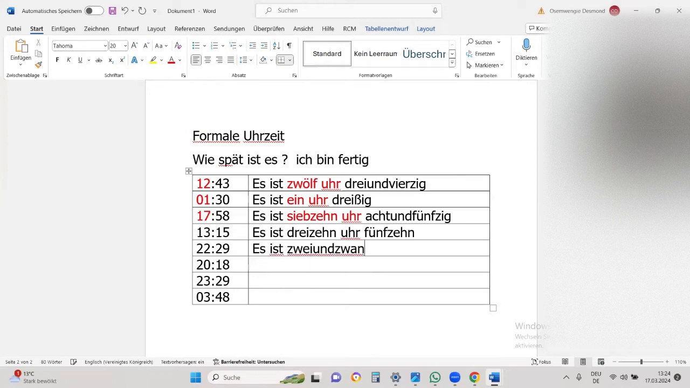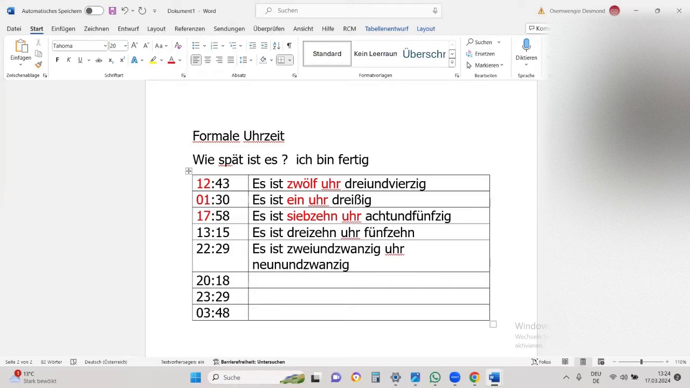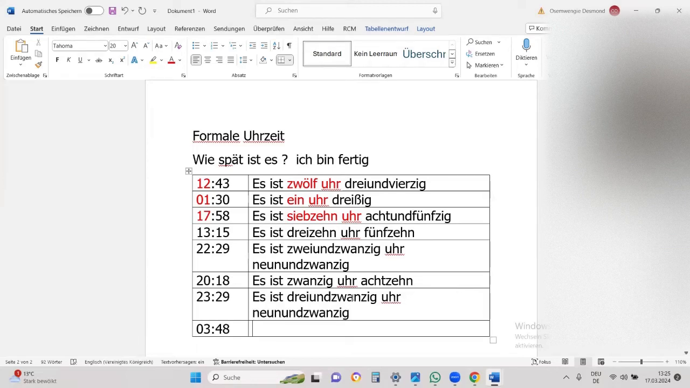22:29 Uhr. Gut. Dann es ist 20:18 Uhr. Dann es ist 23:29 Uhr. Es ist 3:08 Uhr und fertig.